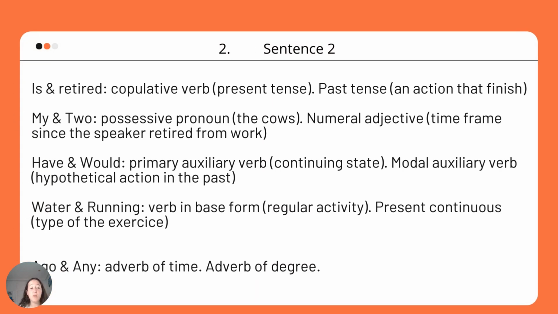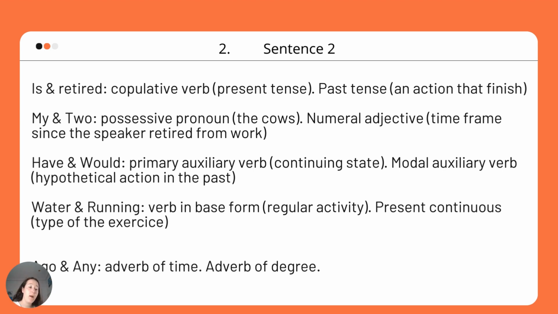So let's continue, guys, with the second sentence. Now we have an example of the tense system, and the words are is and retired. The first one is a copulative verb, and it's in present tense. And the second one is in past tense and indicates an action that finished in the past.